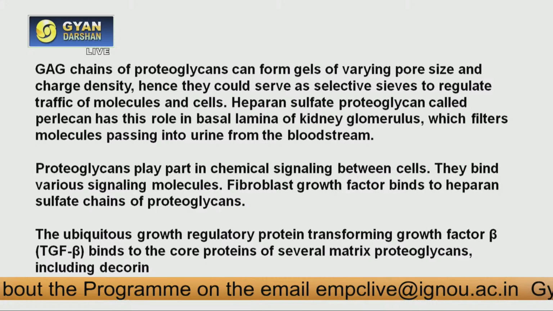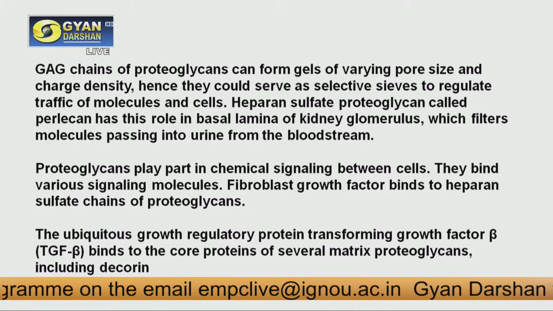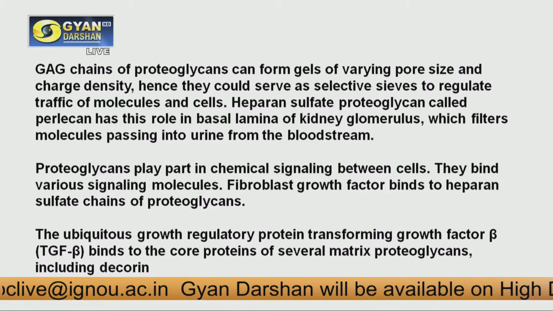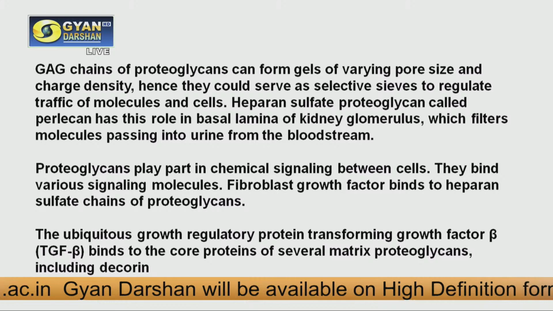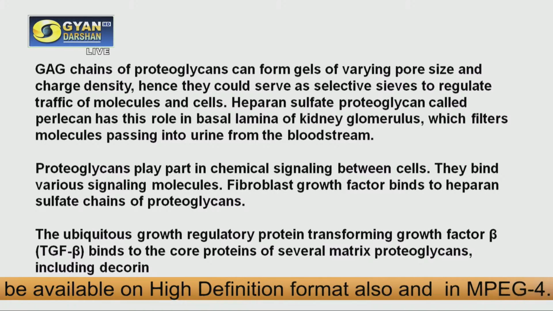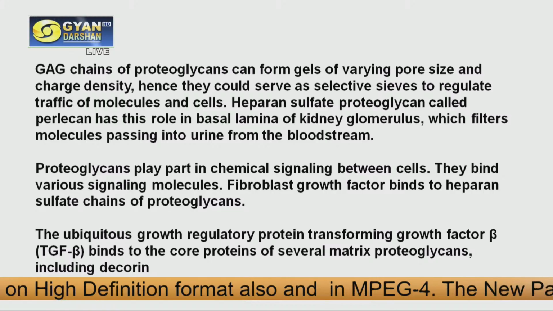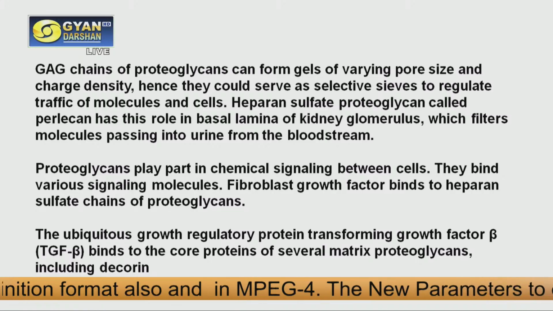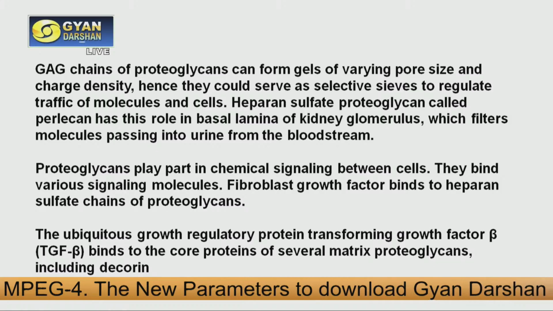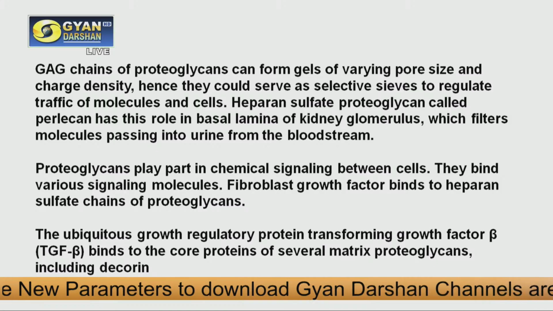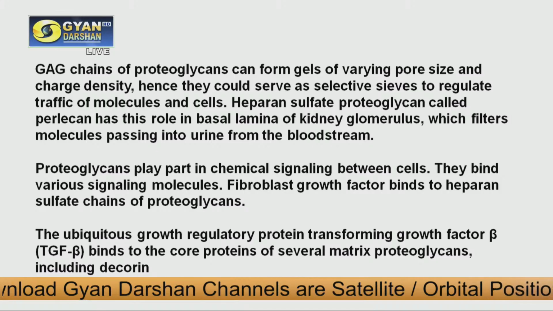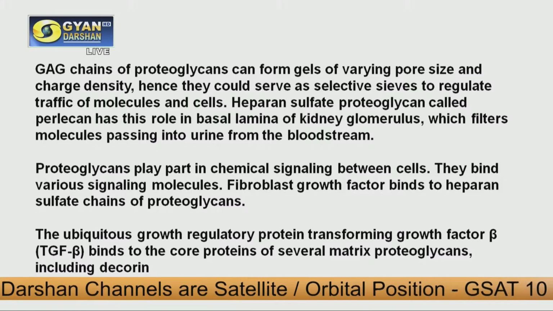Now what are the functions? The GAG chains can form gels of varying pore size and charge density. Hence, they can serve as selective sieves to regulate traffic of molecules and cells. The heparan sulfate proteoglycan called perlecan has this role in the basal lamina of the kidney glomerulus, which filters molecules passing into urine from the bloodstream. Then they can also take part in chemical signaling between the cells.